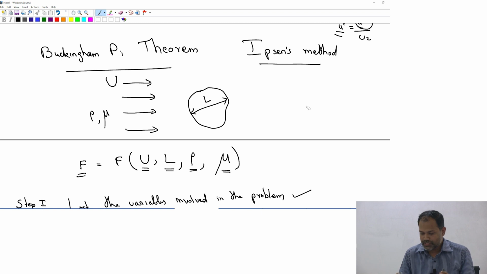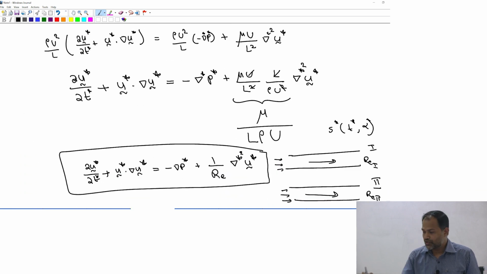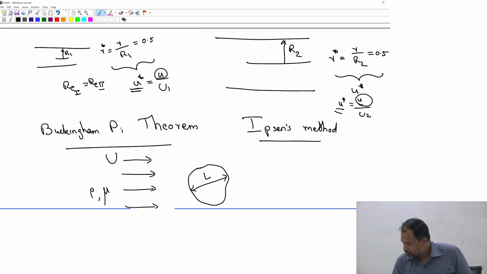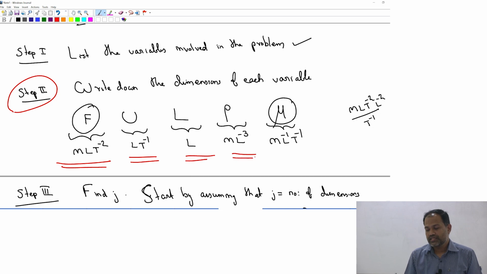Okay, so I'll continue. We have now written down a functional form where we have said that f is dependent on the other 4 variables in the problem, which we have identified as velocity, length, density and viscosity. So we have got 5 variables and we know the dimensions of each of them. That was step number 2, simply writing down what it is in terms of mass, length and time. That's a simple thing to do, right?